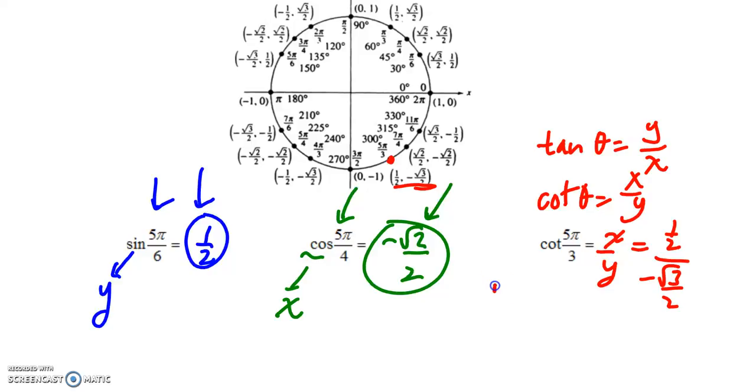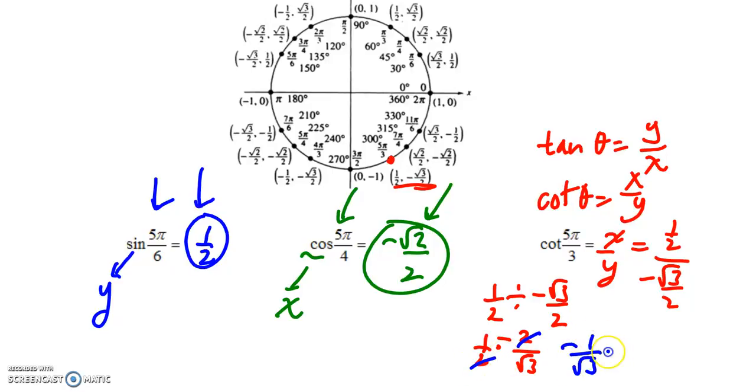As we've been practicing, that really means 1/2 divided by negative root 3 over 2, or 1/2 times the reciprocal of 2 over root 3. Don't forget my negative there. The 2's would cross out, and I'd be left with negative 1 over root 3, which can be rationalized to negative root 3 all over 3. So that would be my answer, or my ratio, when I plug in 5 pi over 3 into the cotangent function.